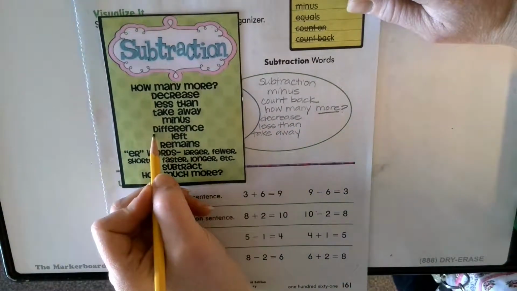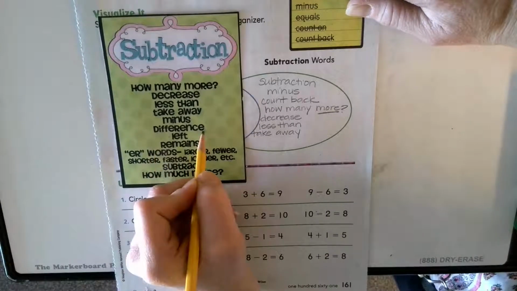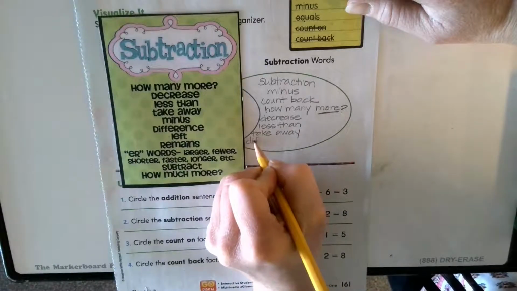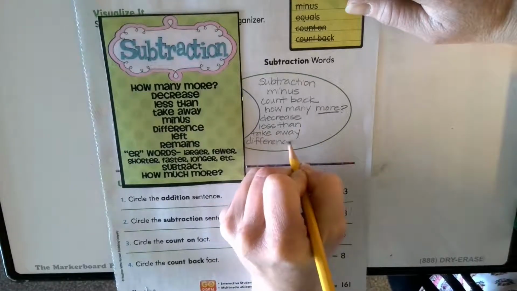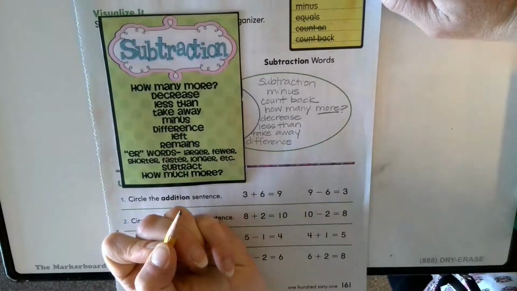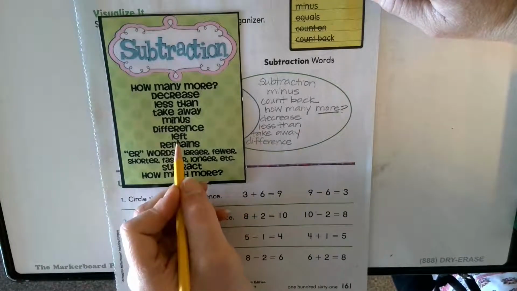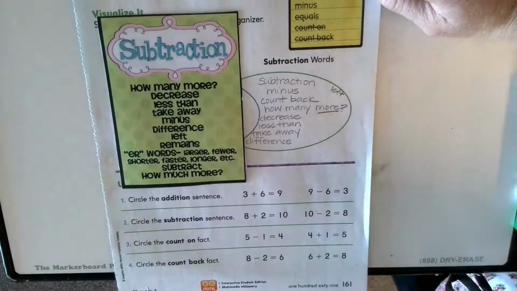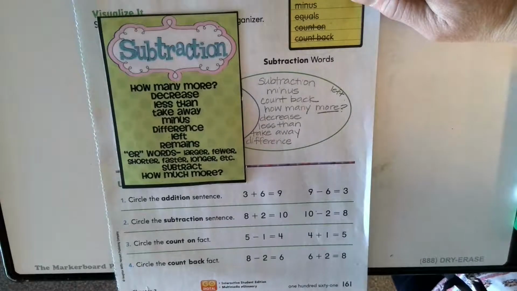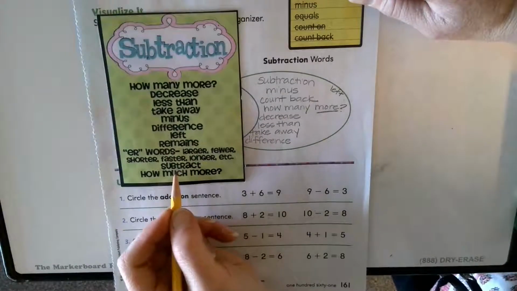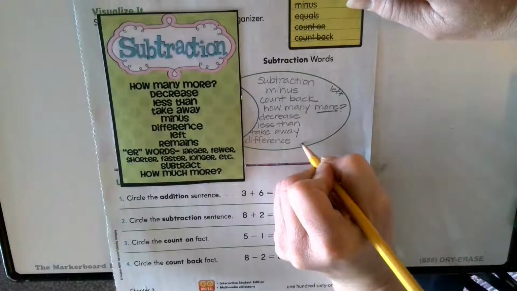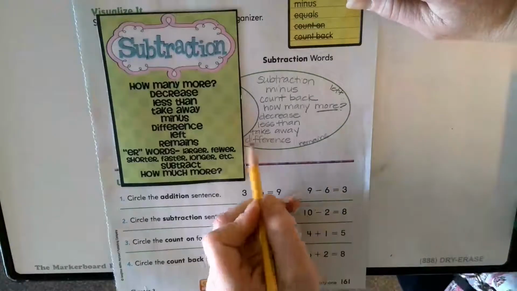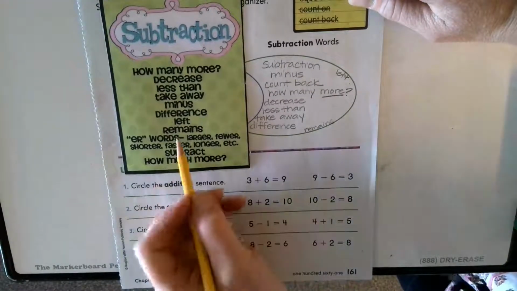This next one is huge. Difference. Whenever you see the word difference, you are always going to be subtracting. Difference. Left. Okay? How many are left? You're always going to be subtracting. Remains. That's a big one. So if you see the word remains, you won't see that a lot in second grade though. You will see difference a lot. How many are left? Remains.